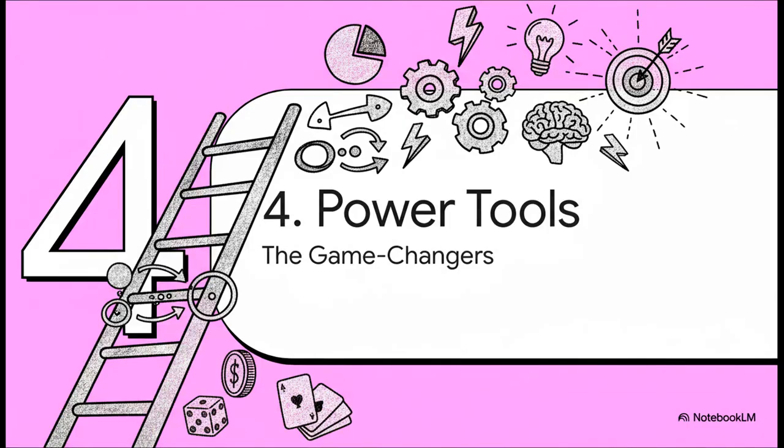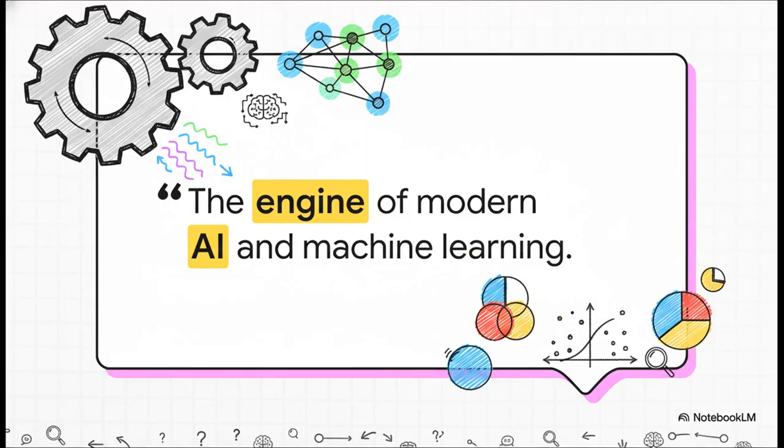So, we've gone from the basic words to how events interact with each other. Now we're reaching the third rung of the ladder, and this is where we find the real game changers, the big theorems that turn all these concepts into incredible power tools. And let's start with a big one. A tool so important, it's often called the engine of modern AI and machine learning. I'm talking about Bayes' theorem.